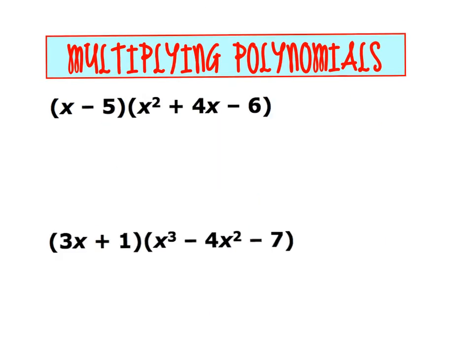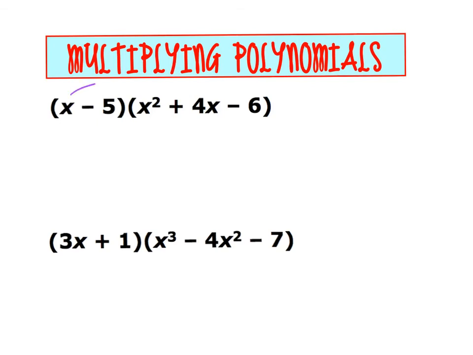All right, we can also do this. We can multiply a binomial, since it has two terms, by what we call a trinomial, because it has 3 terms. And again, we are still just going to distribute to all of the terms. We just have one extra term to distribute to.